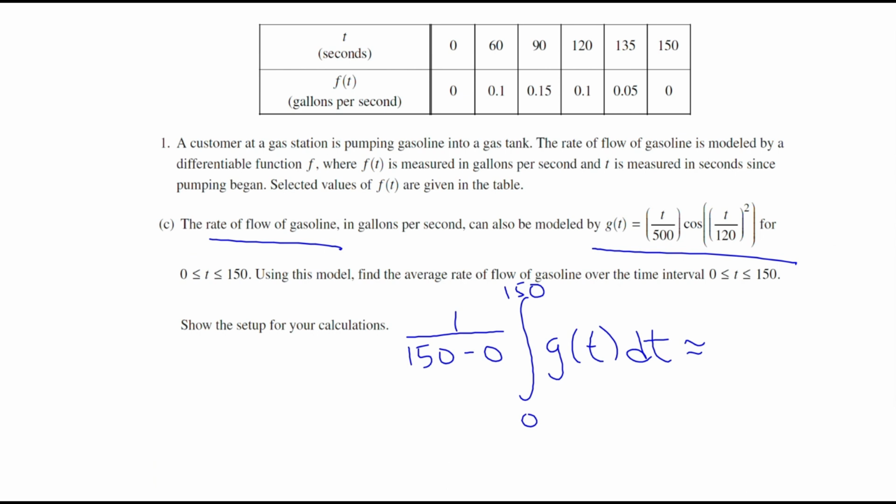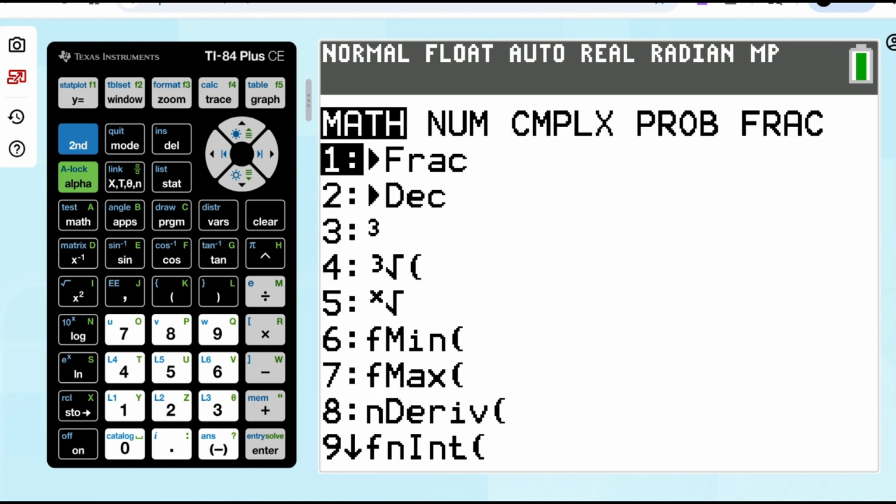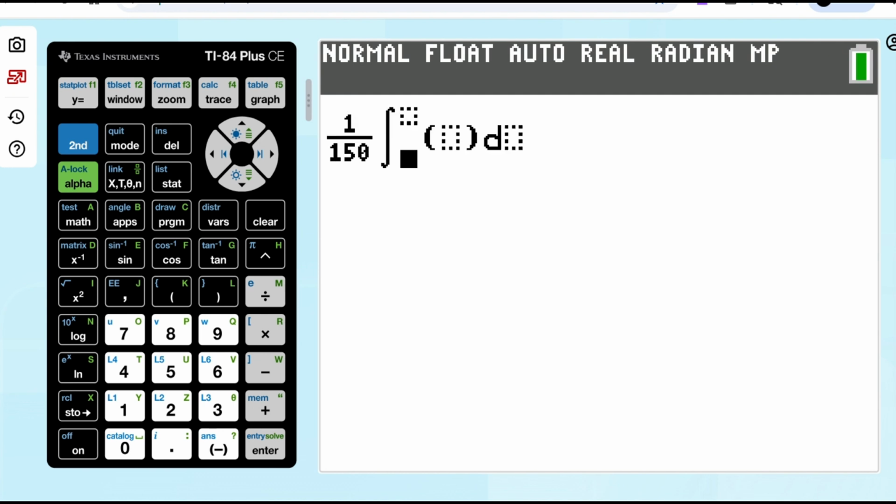So now we're just going to punch that into our calculator. I'm going to get this little fraction here. 1 over 150 minus 0 is just 150. And so then we're going to do math, and go down to option number 9, FNINT. So we have 1 over 150 times the integral from 0 to 150 of our function. We're going to write our function in terms of x.